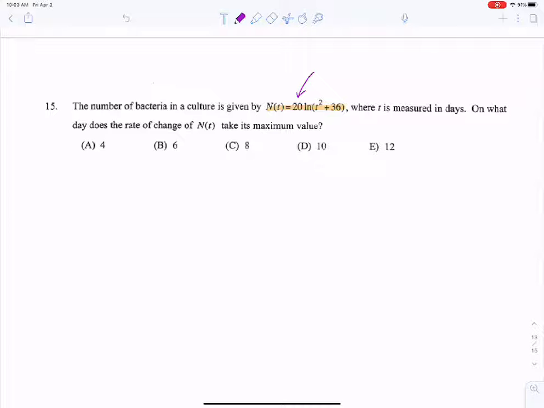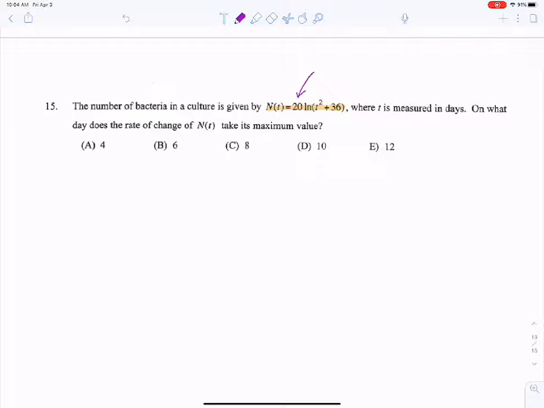So we want to know on what day does, oh, I'm sorry, no, I read this wrong. Where am I getting the word average? I don't know where that word average was coming from. I was seeing the word average and it was really messing me up. So, on what day does the rate of change of n of t take a maximum value? Okay, that makes a lot more sense.